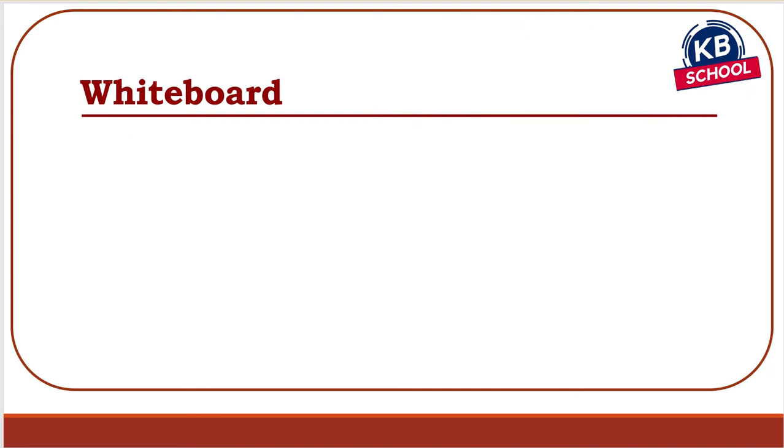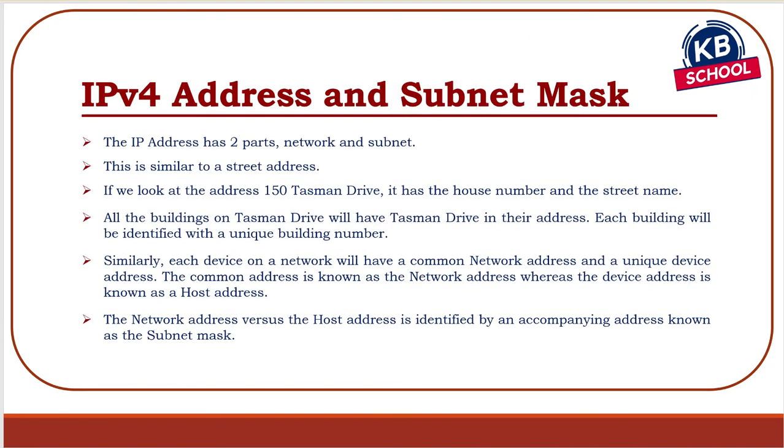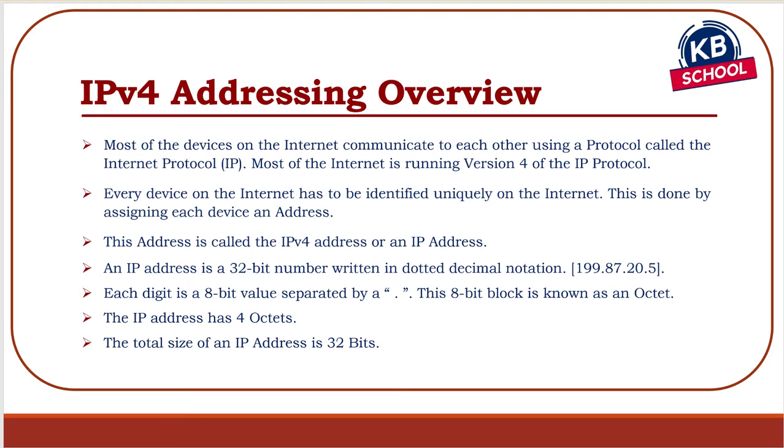All right. So with that in mind, let's take a look at this over here. The IP addressing overview. Some of this you know already, as the first bullet you should be comfortable with. Most of the devices on the internet communicate to each other using a protocol called the IP protocol. You guys know that. Now, this is new information. Most of the internet is running a version of the protocol which is called version 4 of the protocol. So sometimes you'll see IPv4 being mentioned instead of IP.